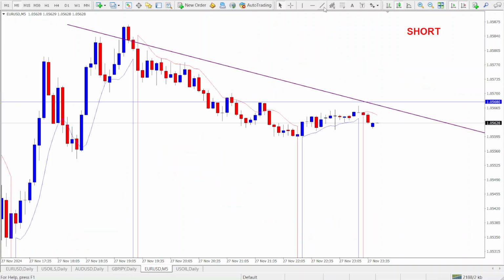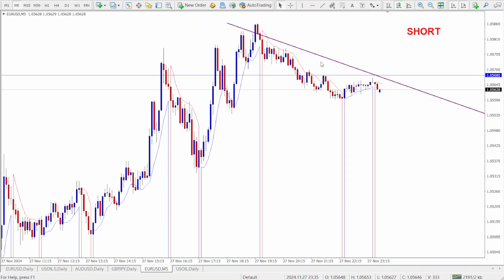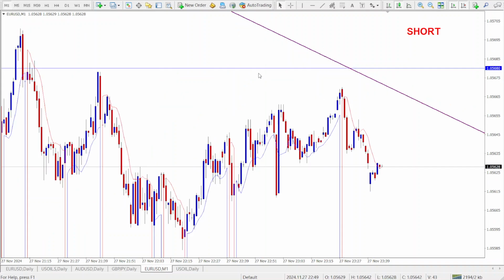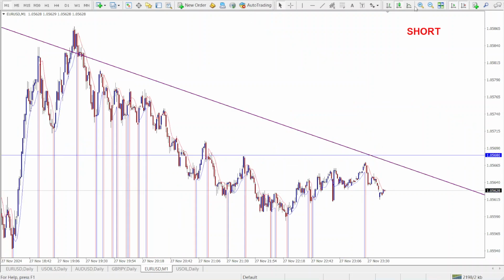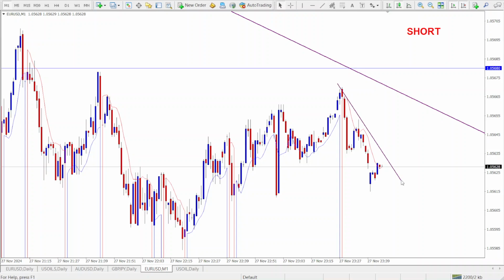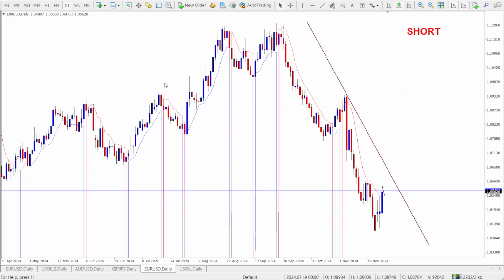For the 5 minutes, the immediate price action is also a sell move. And for the 1 minute, the immediate price action is also a sell move. So whether you are a short-term trader or long-term trader, this indicator can be really beneficial for you.